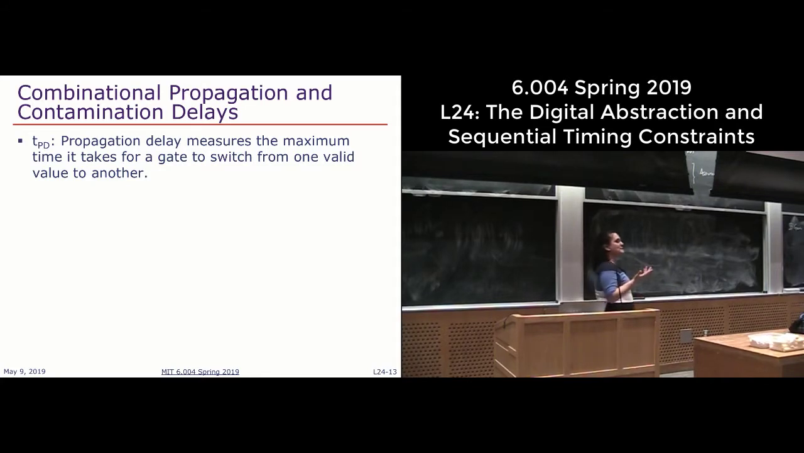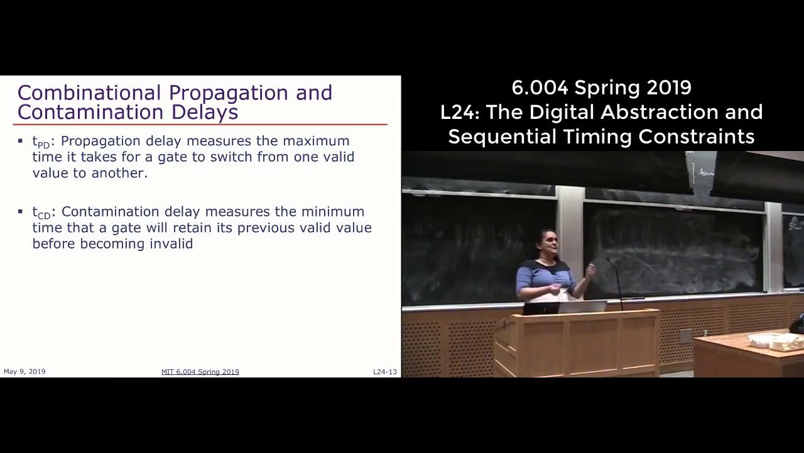So we've talked throughout the semester about propagation delay, which is how long it takes for an input to make it through a circuit and to produce a valid output. But more precisely, the definition of propagation delay is that it measures the maximum amount of time it takes for a gate to switch from one valid value to another valid value. And we'll see exactly what that means in a second.